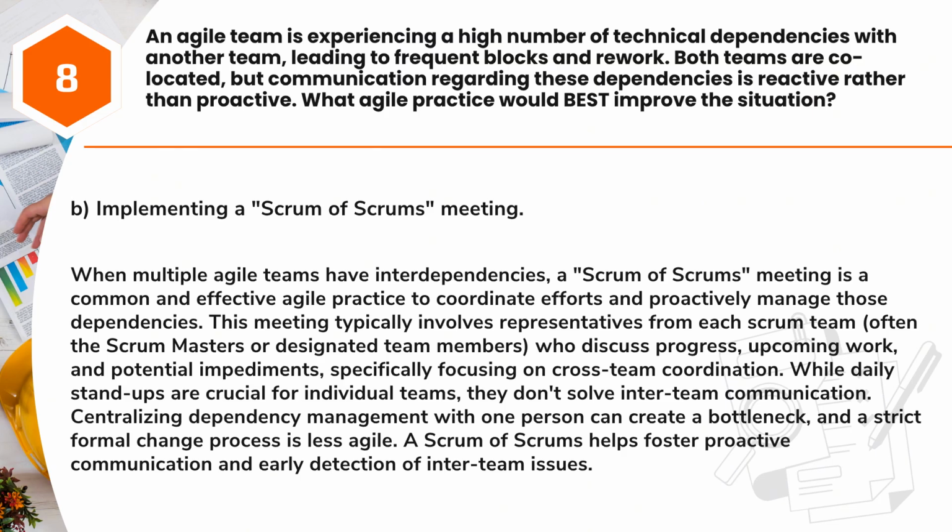Answer: B. Implementing a Scrum of Scrums meeting. When multiple Agile teams have interdependencies, a Scrum of Scrums meeting is a common and effective Agile practice to coordinate efforts and proactively manage those dependencies. This meeting typically involves representatives from each Scrum team, often the Scrum Masters or designated team members, who discuss progress, upcoming work, and potential impediments, specifically focusing on cross-team coordination.